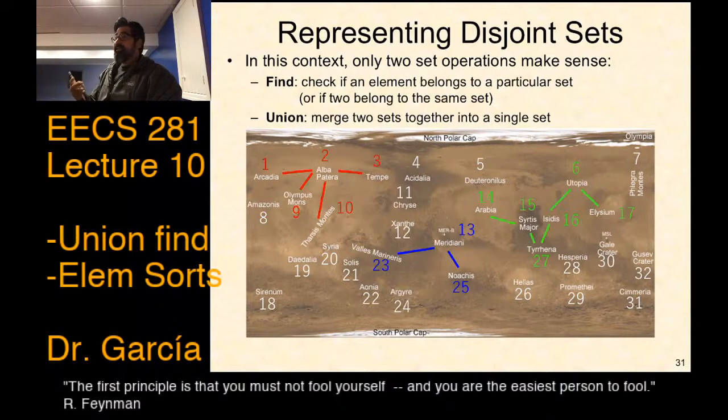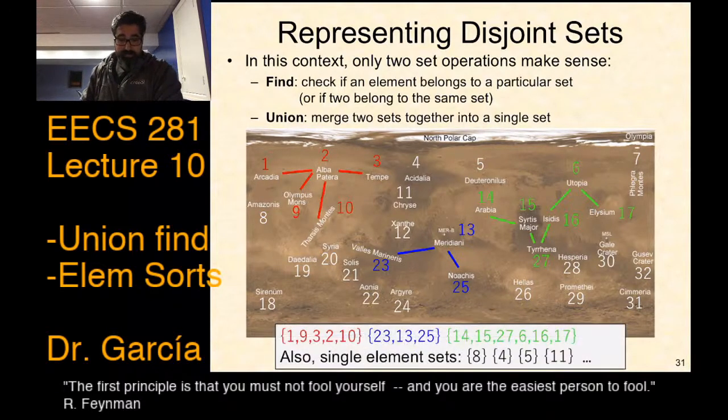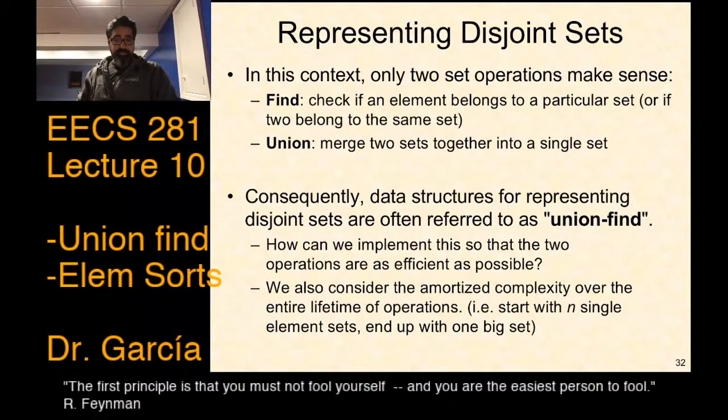The two operations that we need to achieve this are find, which is lookups, so fast lookups, and union, which is how do I take two particular sets and join them together, which we discussed earlier for specifically sorted ranges. Find is check if the element belongs. Union is merge two sets together into a single set. And so this is why we call this union find.